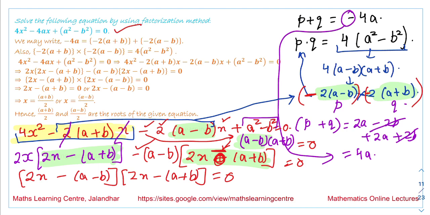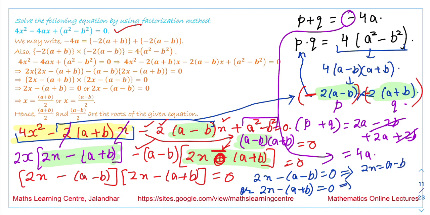So what we get is that 2x minus a minus b is 0 or 2x minus a plus b is 0. The first equation gives us 2x is equal to a plus b, and this gives us 2x is equal to a minus b. So we get x is equal to (a plus b) by 2 and x is equal to (a minus b) by 2. These are the two answers that we obtain, and these two values are the roots of the given equation.